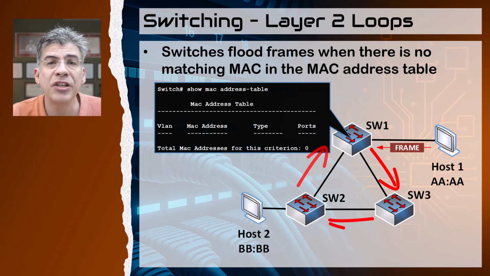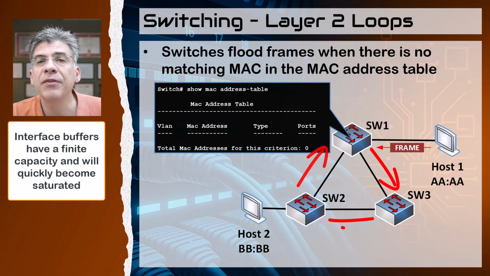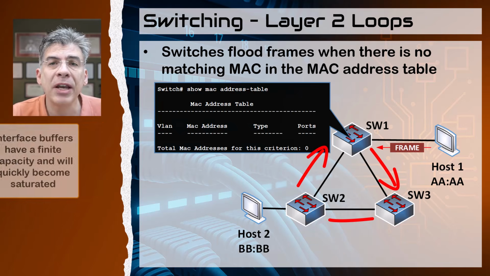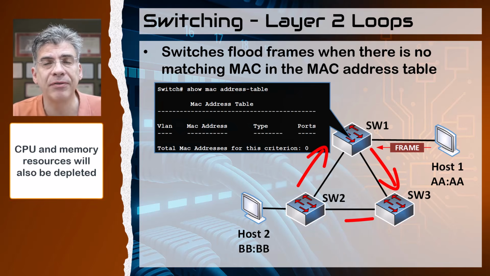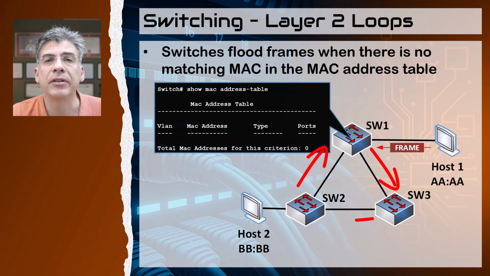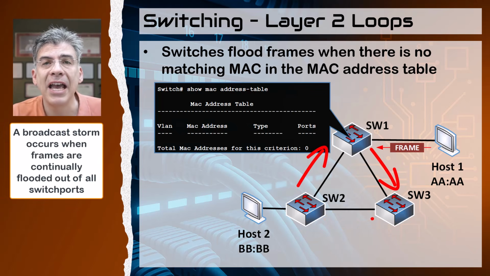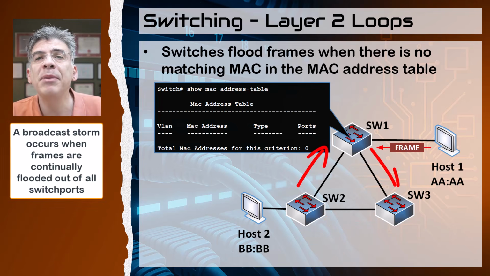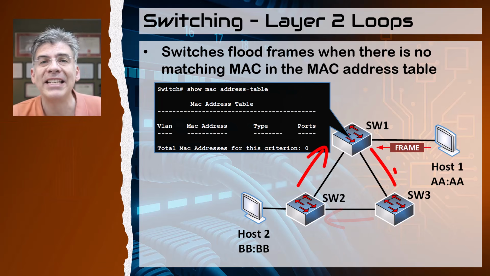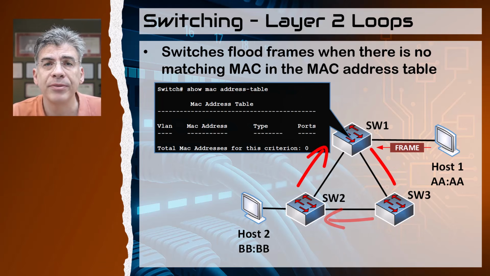The switches will eventually become overwhelmed, their interface buffers will fill up, and frames will be dropped. Any other traffic, including traffic that's not being flooded, will also suffer. This flooding and reflooding is what is known as a broadcast storm. Even though these are not broadcast frames, the term broadcast storm is still used simply because when the destination MAC isn't in the MAC address table, they are broadcast out of all ports.